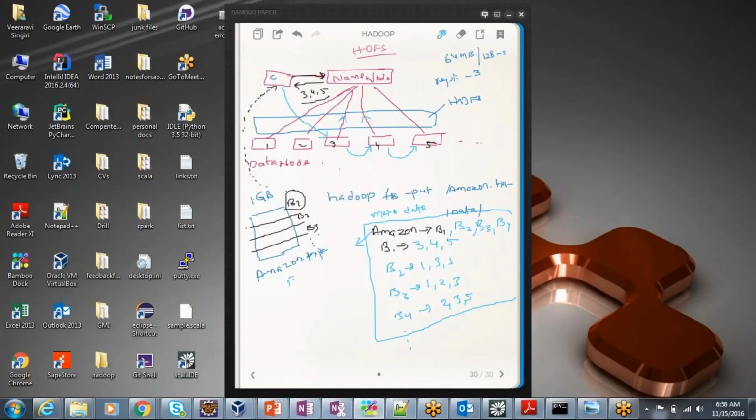This is called file to block mapping. This information is called block to data node mapping. Who will maintain this information? This information will be with the name node. It will be in the name node's RAM memory, as well as on the name node's hard disk.